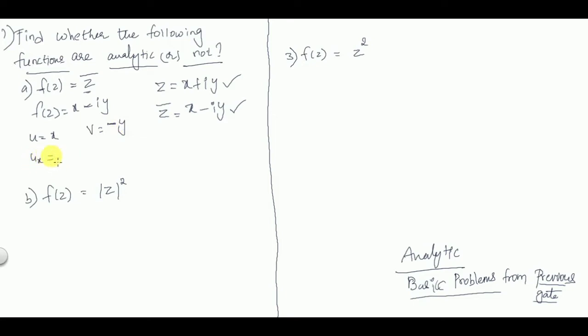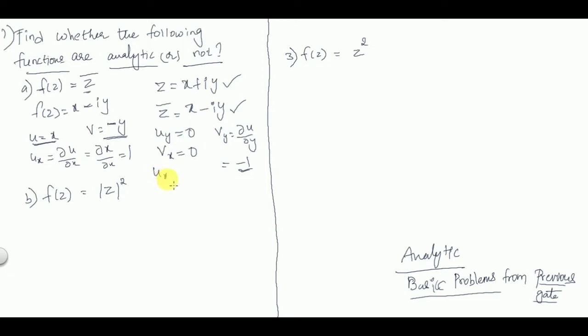So what is ux? That is ux is dou u by dou x. That means you are doing partial differentiation with respect to x. So what is u? x. So dou x by dou x is equal to 1. Similarly uy, since there is no y term here, uy is equal to 0 because in u there is no y term. Similarly, what is vx? vx is 0 because there is no x term in the given function v. Similarly, what is vy? vy is dou v by dou y, which is equal to minus 1. If you differentiate minus y with respect to y, you'll get minus 1.